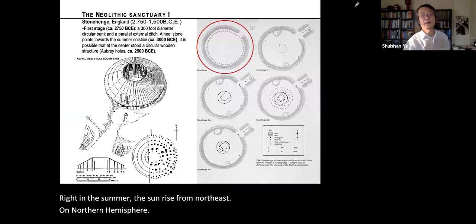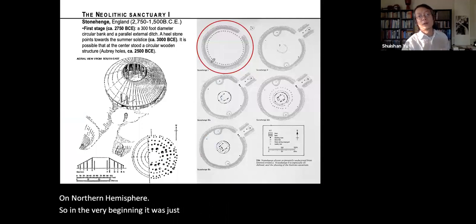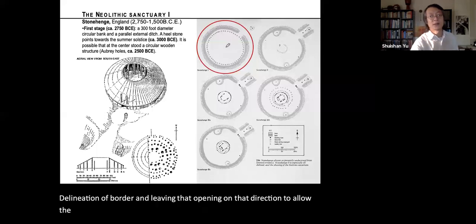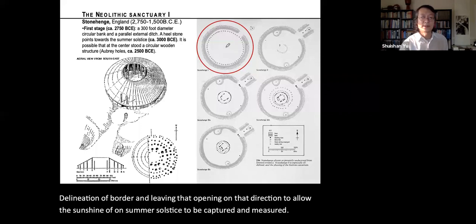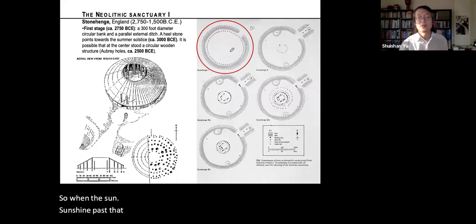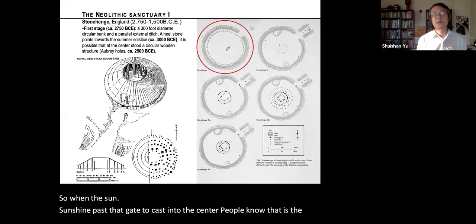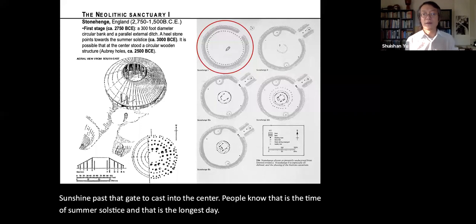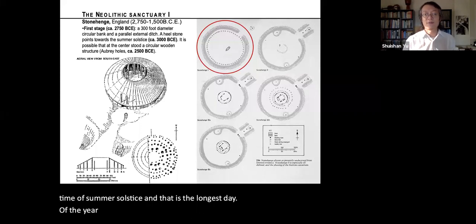So in the very beginning, it was just a simple delineation of a border, leaving an opening in that direction to allow the sunshine on summer solstice to be captured and measured. So when the sunshine passed that gate to cast into the center, people knew that was the time of summer solstice, and that is the longest day of the year. The later development just strengthened it.